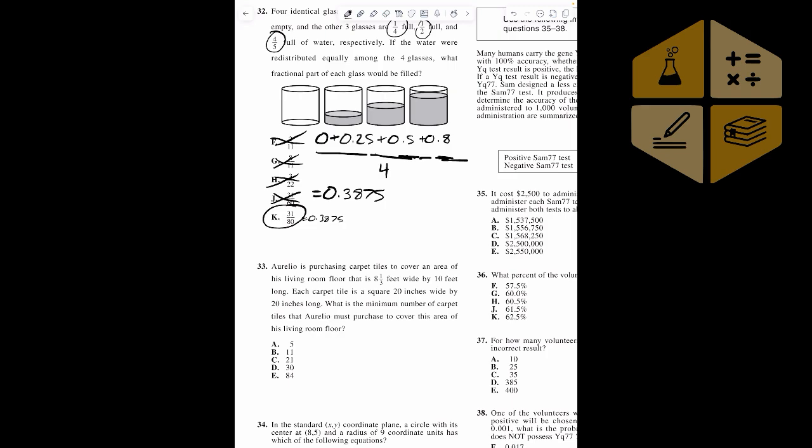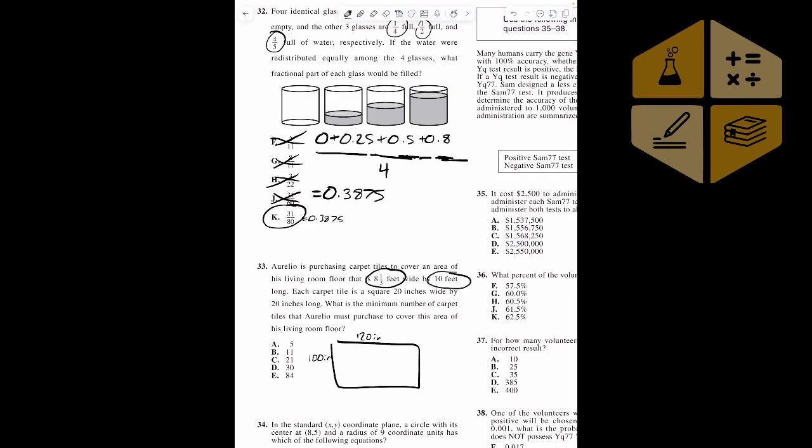So if these carpet tile squares are 20 inches wide by 20 inches long, to figure out how many of them I'm going to need to cover this floor, the first thing I'm going to do is convert each of these dimensions to inches, okay? So 8 1/3 feet: 8 times 12 is 96 inches, plus the 1/3 feet would be another 4 inches. So I'm just going to draw this out. So it's 100 inches wide, okay? Then it's 10 feet long. Well, 10 times 12 inches is 120 inches.